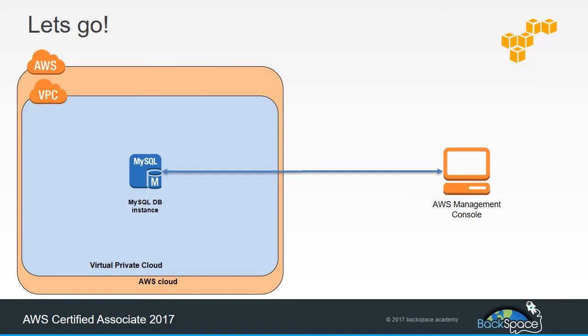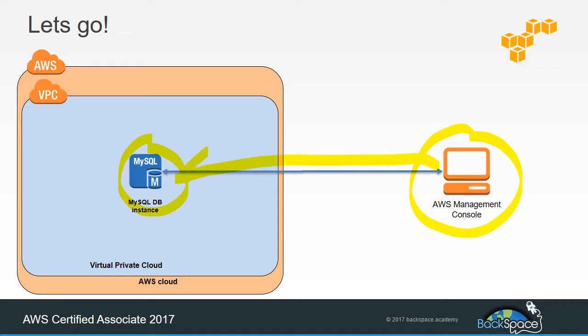So let's go and have a look at how we can use the RDS server. So we're just going to, inside of our default VPC, launch a MySQL database instance using the RDS service. Then we're going to do that using the AWS Management Console. And then we're going to connect into that MySQL instance using the MySQL Workbench application. And then once we're finished with everything, we're going to tear it all down and make sure that we don't get a bill at the end of the month.